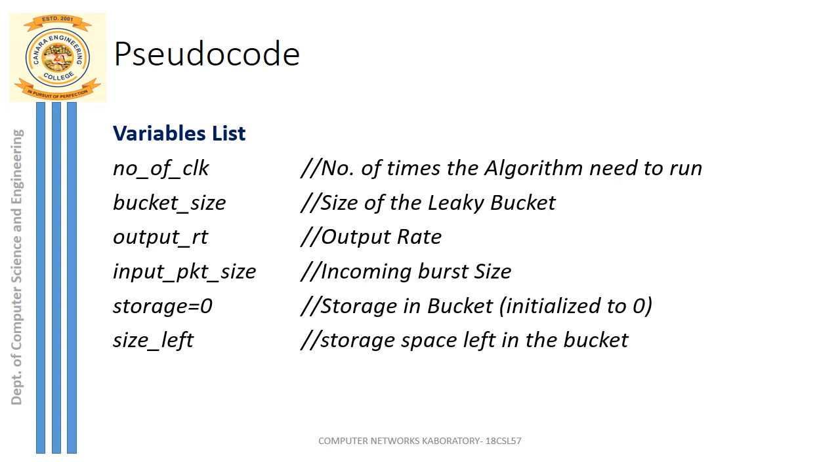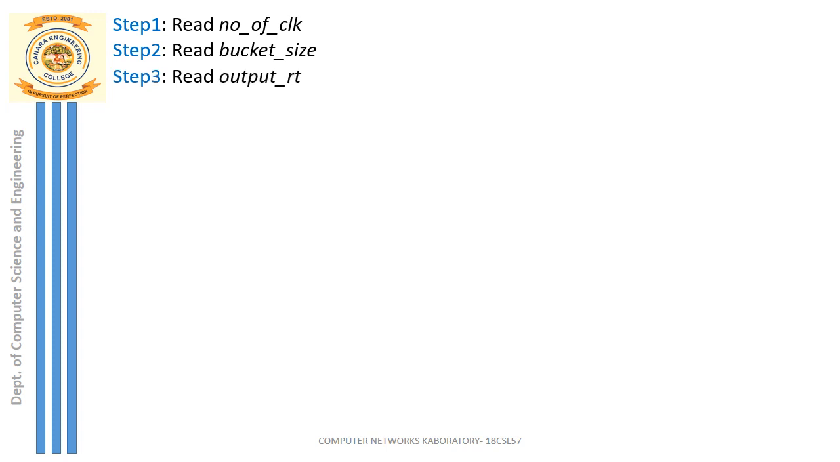These are the variables we use in the pseudocode to implement the leaky bucket algorithm. Now we will see how we can write the pseudocode for the leaky bucket algorithm using those variables. First we have to read the number of clock ticks. Next we have to read the bucket size and the output rate. These are the three things we take as input from the user.